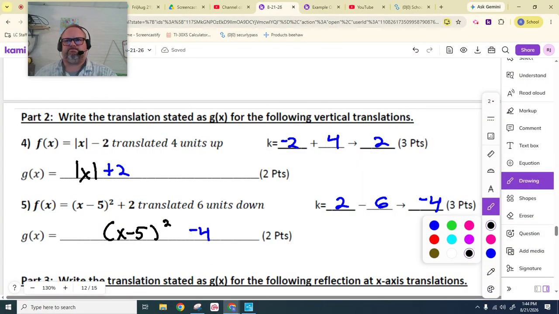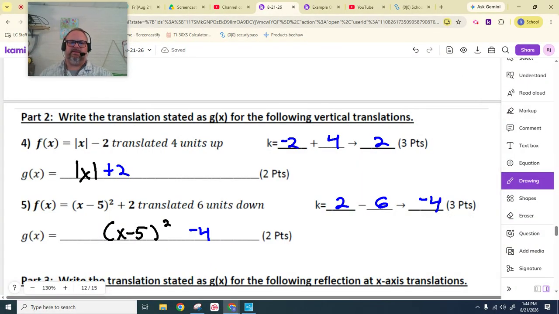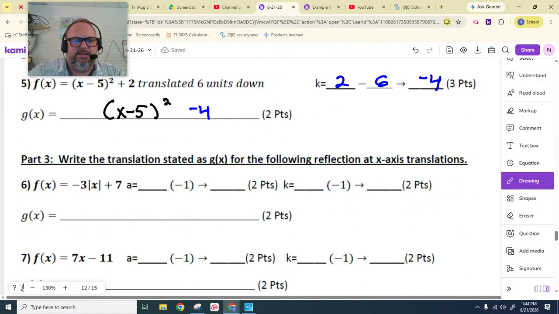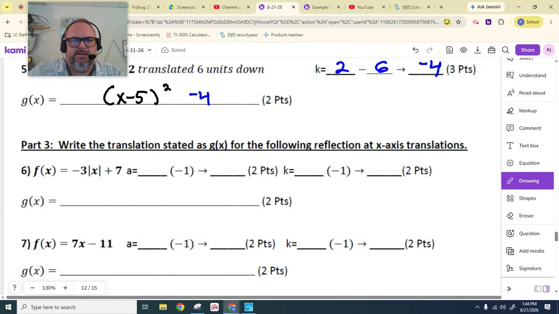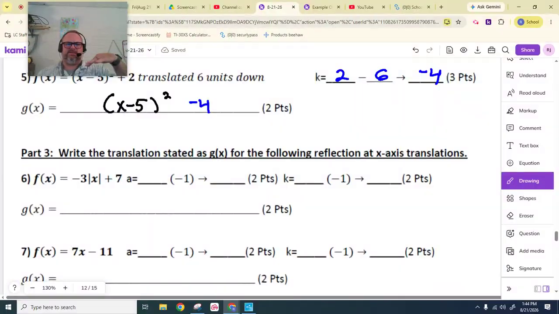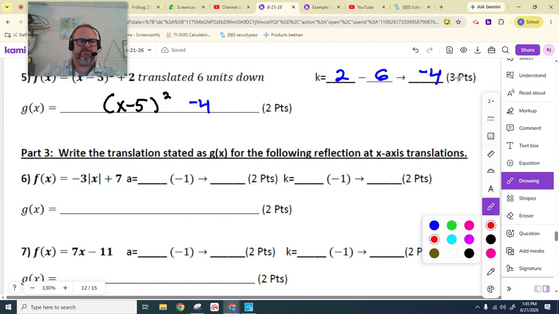So hopefully, you know, we'll have that. And then this is a reflection about the x-axis, so it flips it. So we're going to have our a value. Well, this a is -3. Makes it +3.